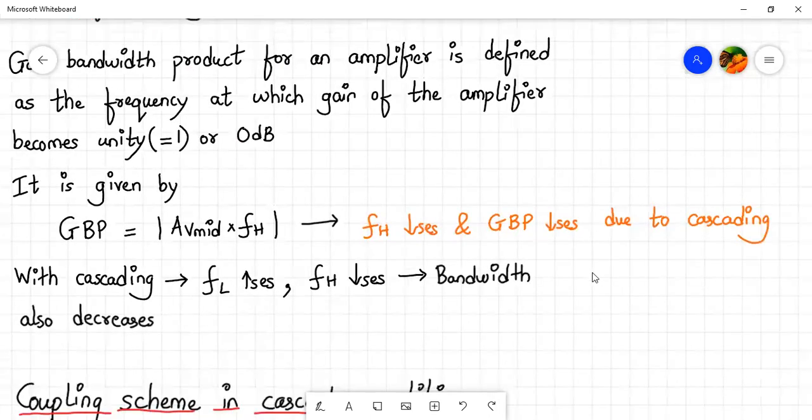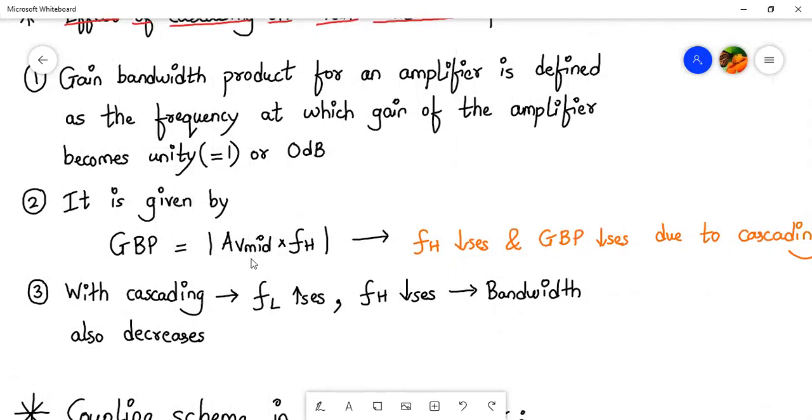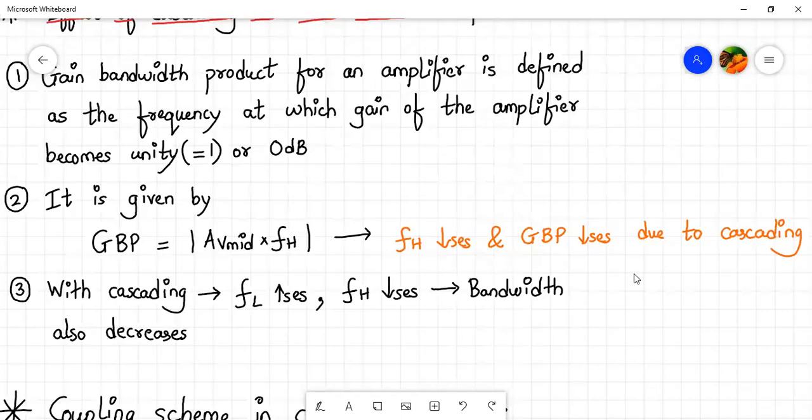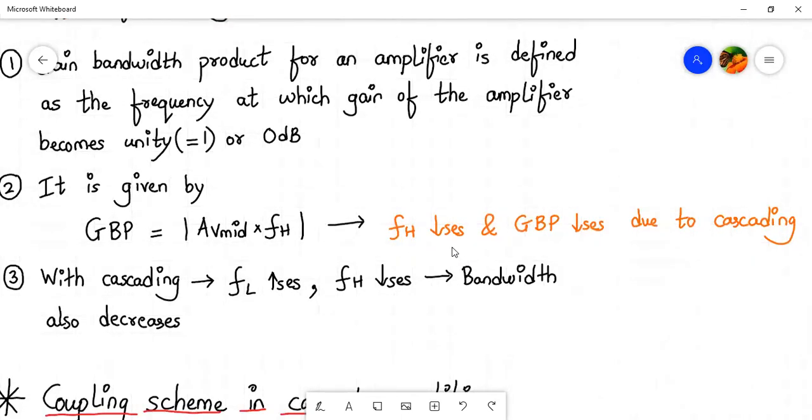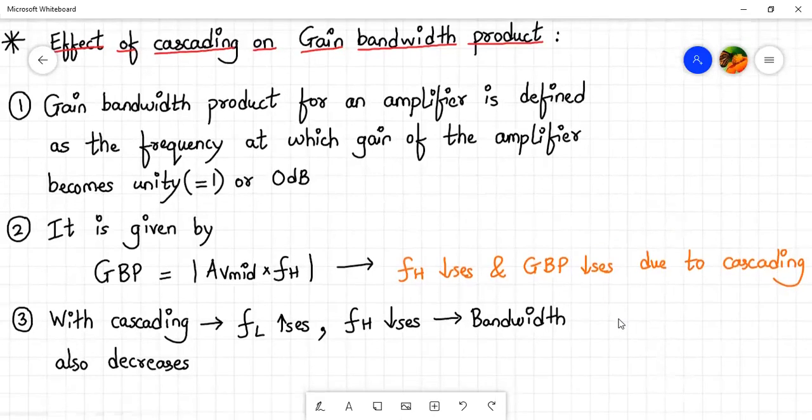Now we know that as we add stages in cascade, the higher cutoff frequency will reduce. AV mid will slightly increase also, right? But since your FH is reducing, your gain bandwidth product will also reduce due to cascading. So with cascading, your lower cutoff frequency increases, your higher cutoff frequency reduces, and the bandwidth will also decrease, right? If you cascade more and more stages, the bandwidth of your entire cascade will go on reducing. So that's the effect of cascading on the gain bandwidth product.